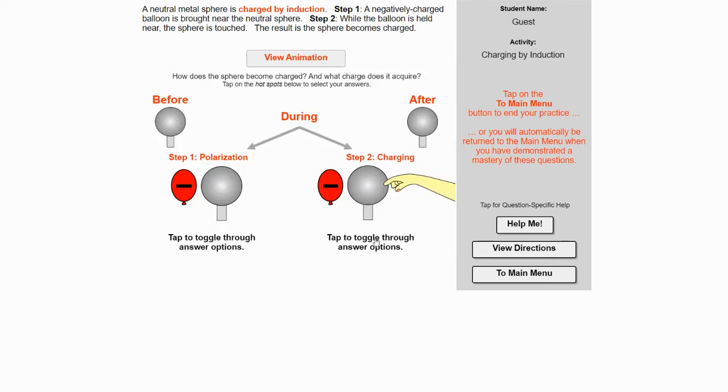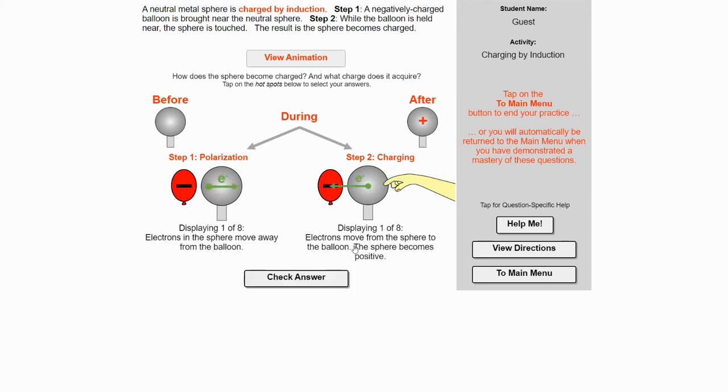Down here on these options where it says tap to toggle through answer options, this is what you guys need to do. There's 8 options, and you have to select the right one on both of them in order to check your answer. It will tell you just whether you're right or wrong, but it won't tell you which.